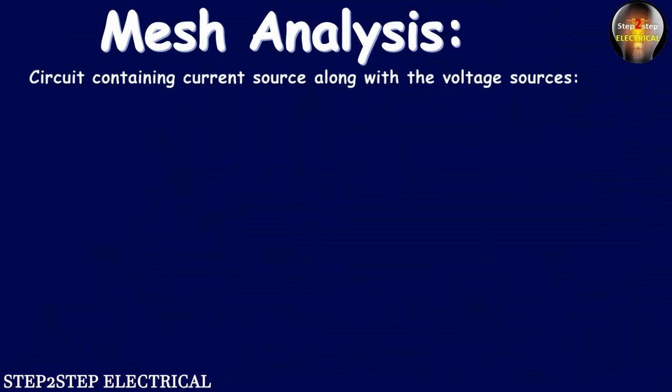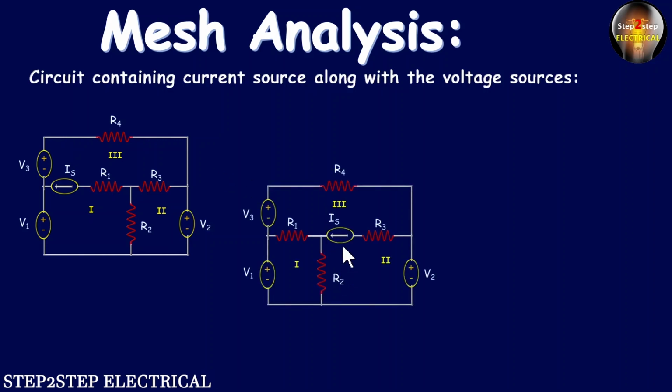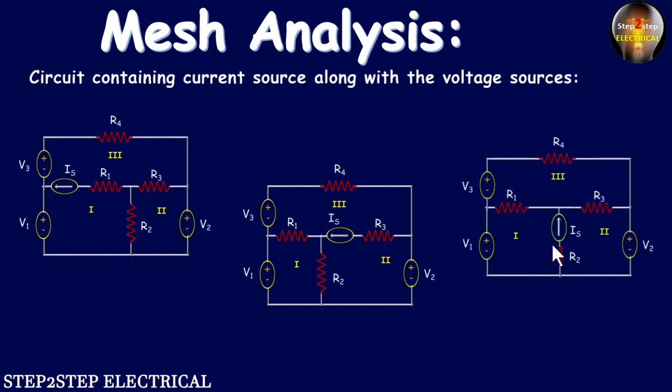Now the title of this video is circuit containing current source along with the voltage source. But here the current source is lying between any two loops. Here in this circuit we can see that this current source is lying in between loop 1 and loop 3. So we will also see some other figures. And here we can see that this current source is lying between loop 2 and loop 3. Similarly, this current source is lying in between loop 1 and loop 2.